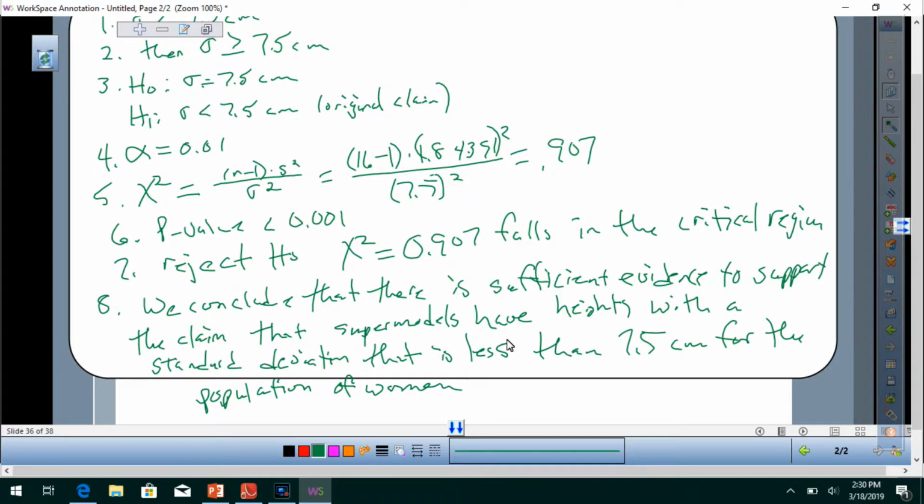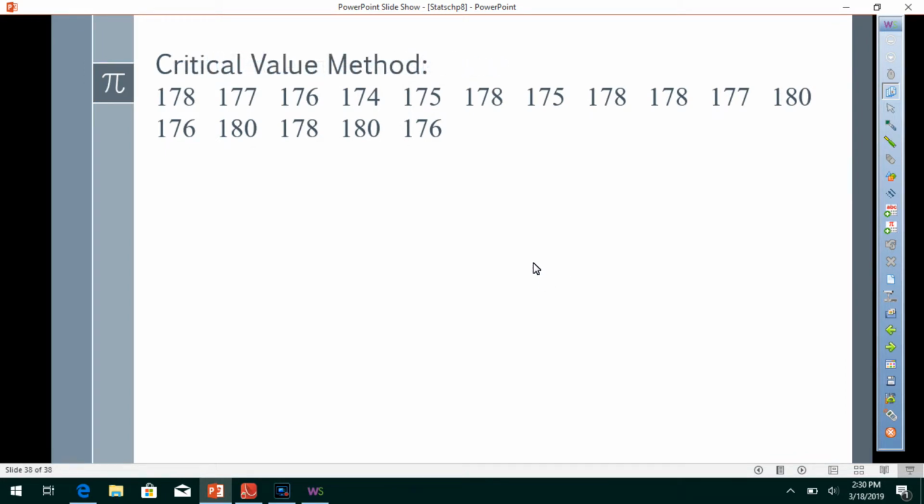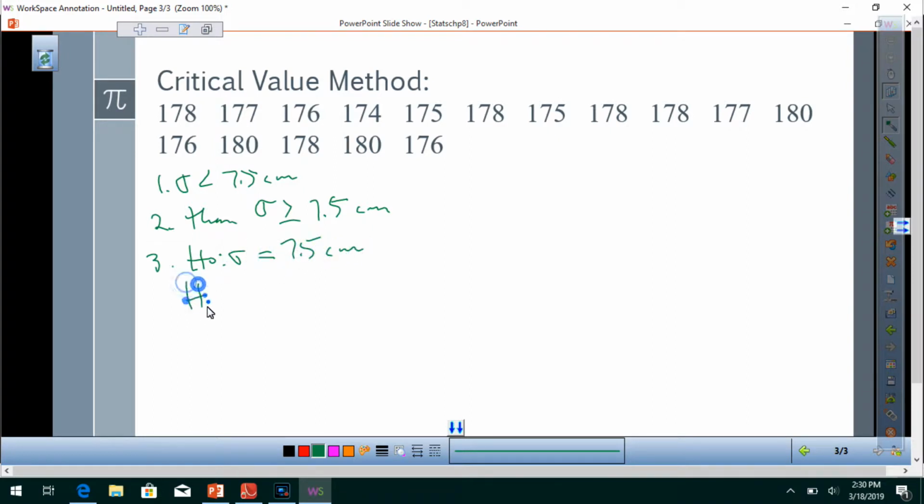All right, so that's how we do it with the p-value method. And let's do the critical value method. Same numbers as before, okay? 1, sigma is less than 7.5 centimeters. 2, sigma greater than or equal to 7.5 centimeters. So our null hypothesis would be sigma equals 7.5 centimeters. And our alternate hypothesis, which is the same as the original claim, is it's less than 7.5 centimeters.